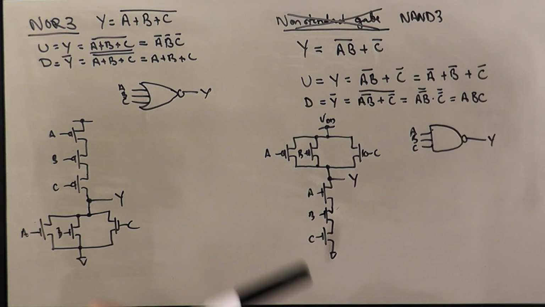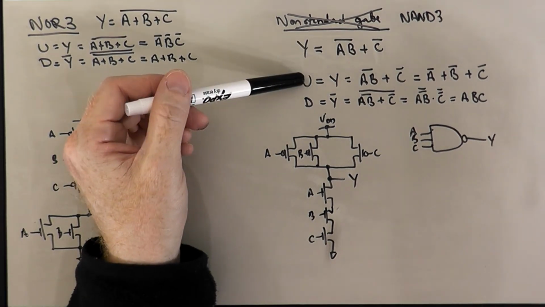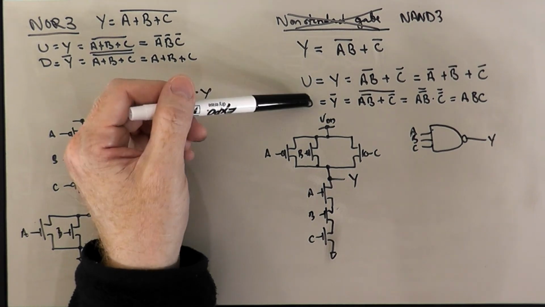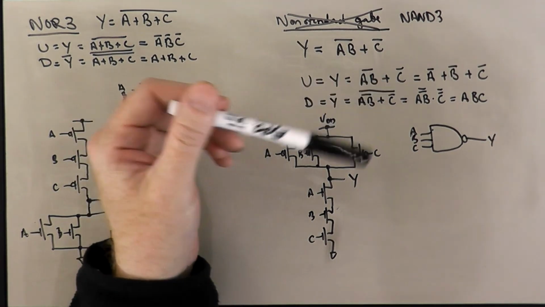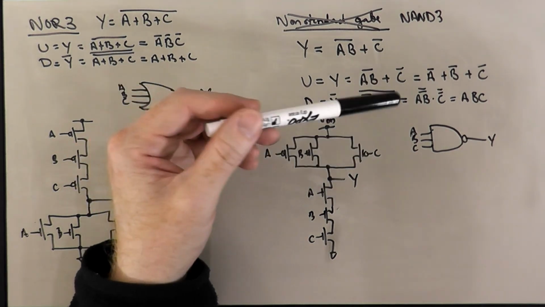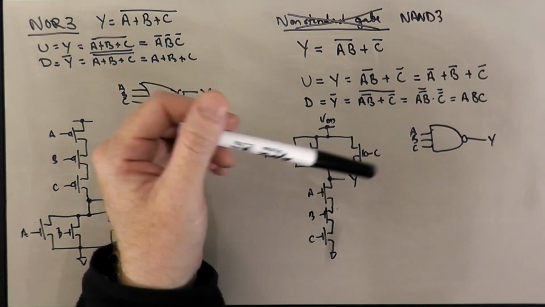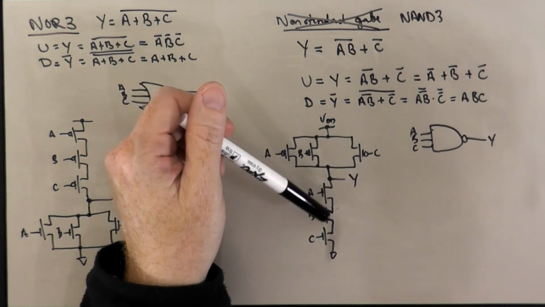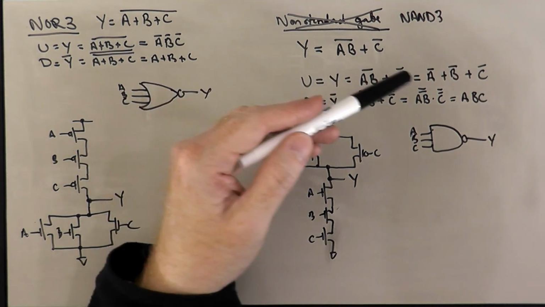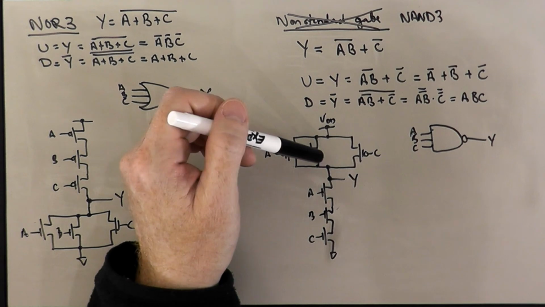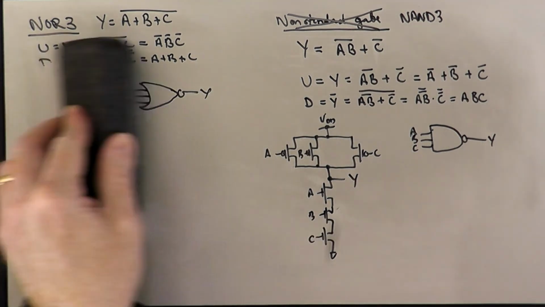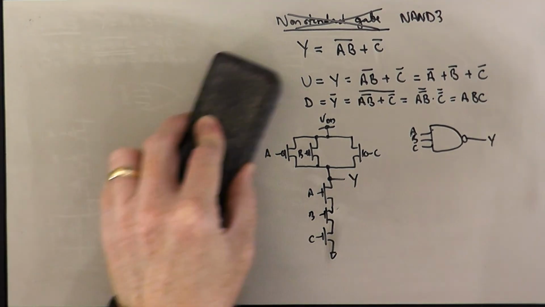We can basically use some Boolean algebra if we like to find the conduction conditions for the pull-up and the pull-down networks, and then we can read the network topology directly off of the Boolean expression, remembering that conjunction, which is AND, corresponds to series connection, and disjunction, the plus, corresponds to parallel. Okay? So let's see if we can't go the other way.